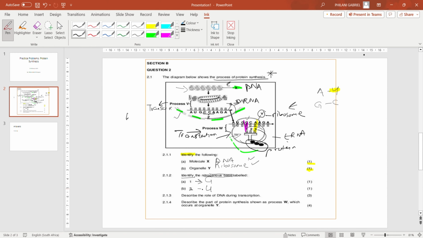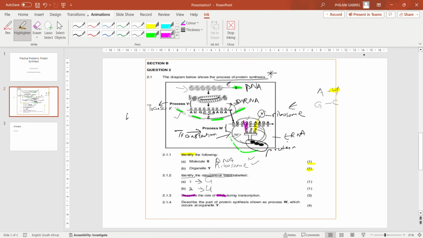And then now they say, describe the role of DNA during transcription. So now we have to describe. Once we say describe, it means that the marks are going to be more than just mentioning or stating something. So you have to describe what DNA does during transcription. So let us look at DNA.